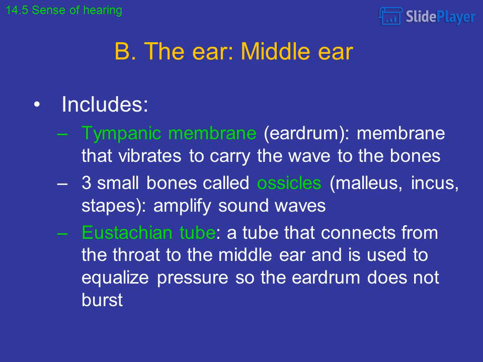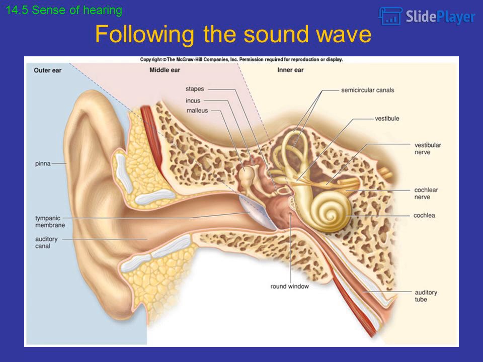B. The ear, middle ear. Includes tympanic membrane, eardrum, membrane that vibrates to carry the wave to the bones. 3 small bones called ossicles, malleus, incus, stapes, amplify sound waves. Eustachian tube, a tube that connects from the throat to the middle ear and is used to equalize pressure so the eardrum does not burst.